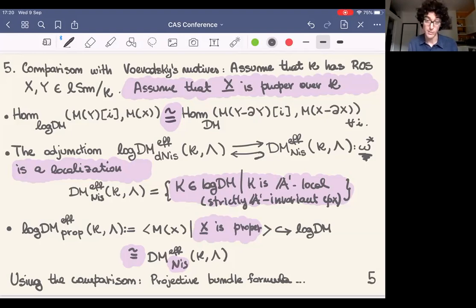For example, the motive of A1 is in logDM, but is not in logDM proper, which is good because our theorem claims that logDM proper is equivalent to DM, and the motive of A1 is a bit boring in DM. Okay, so that's one thing.